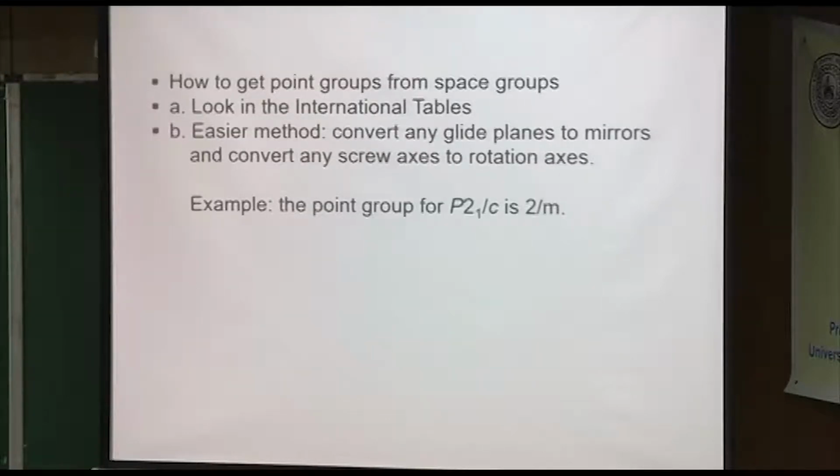And I think I mentioned this before, but if you do need to get the point group, all you do is remove the translational part of the symmetry operation. So you convert glide planes to mirrors, convert screw axes to rotation axes. The example P21 over C has a point symmetry of 2 over n. And if you recall, the first page of the International Tables also gives that, so you can double check it there if you need it.